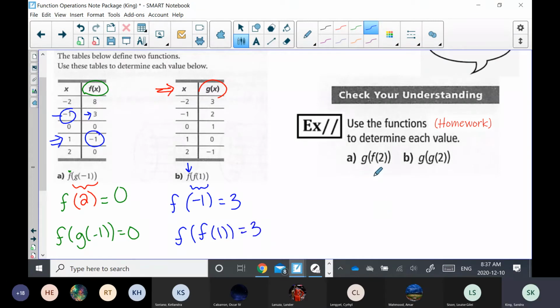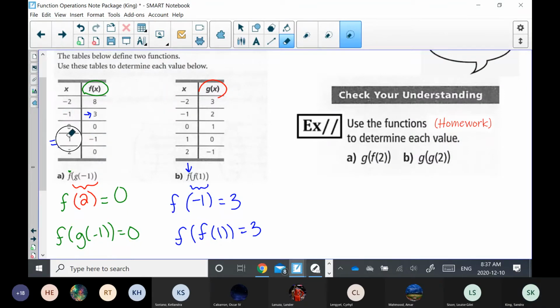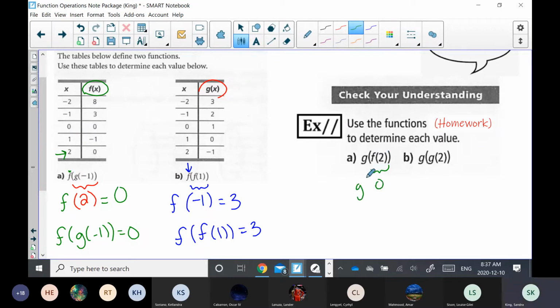I want you to take a minute to see if you understand this, and I want you guys to see if you could evaluate g of f of 2 and g of 2. See if you could do that. So again, evaluate the inner function first. So f at 2 is 0, and then put that into your outer function.